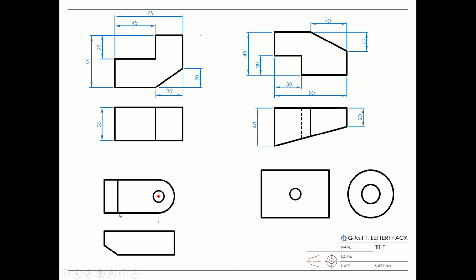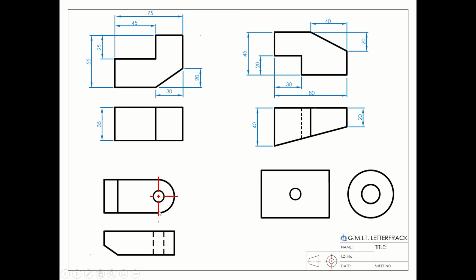Looking back at this example here, we have a piece with a hole through it, a chamfer on it, and a rounded front. Again, let's put in our hidden details. So there's our hidden lines for our hole. We're going to put in our center mark for both the actual hole and the larger hole here.